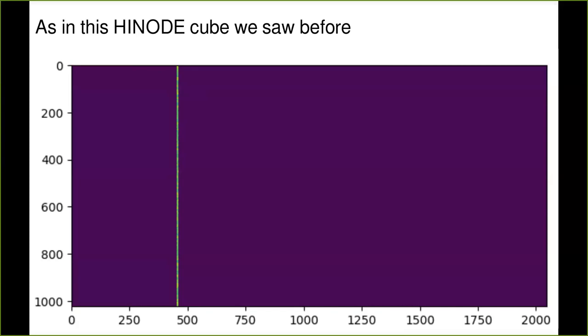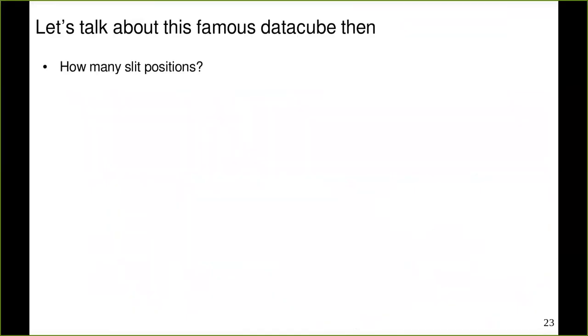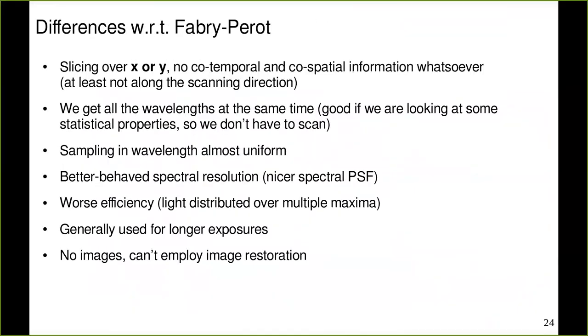So you don't have the spatial resolution, right? Okay, let's go then. Another consequence is that the sampling is given by our diffraction grating and our dispersion, and it's basically uniform. I can't skip the wavelengths that I don't like, right?